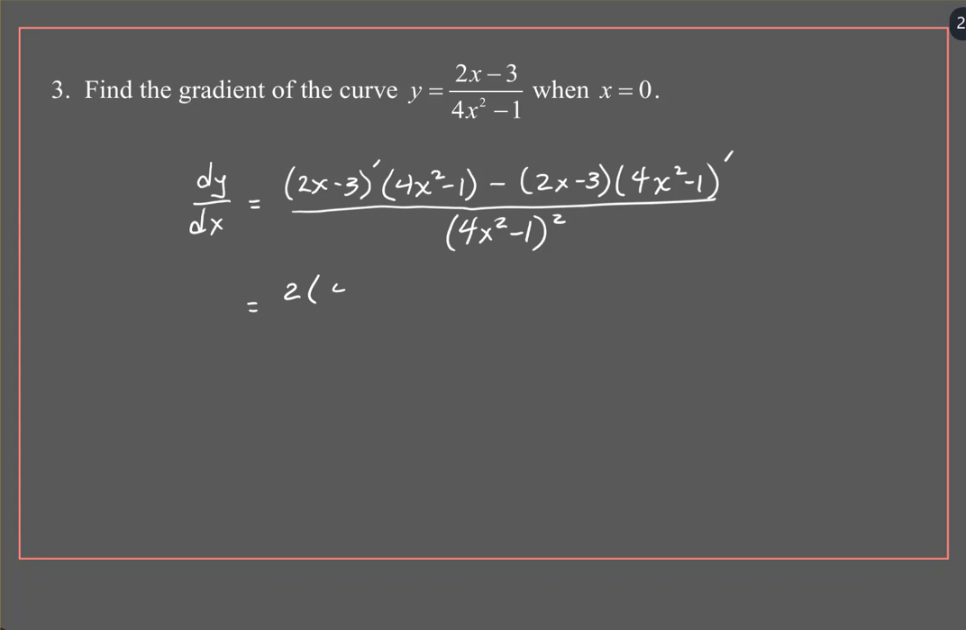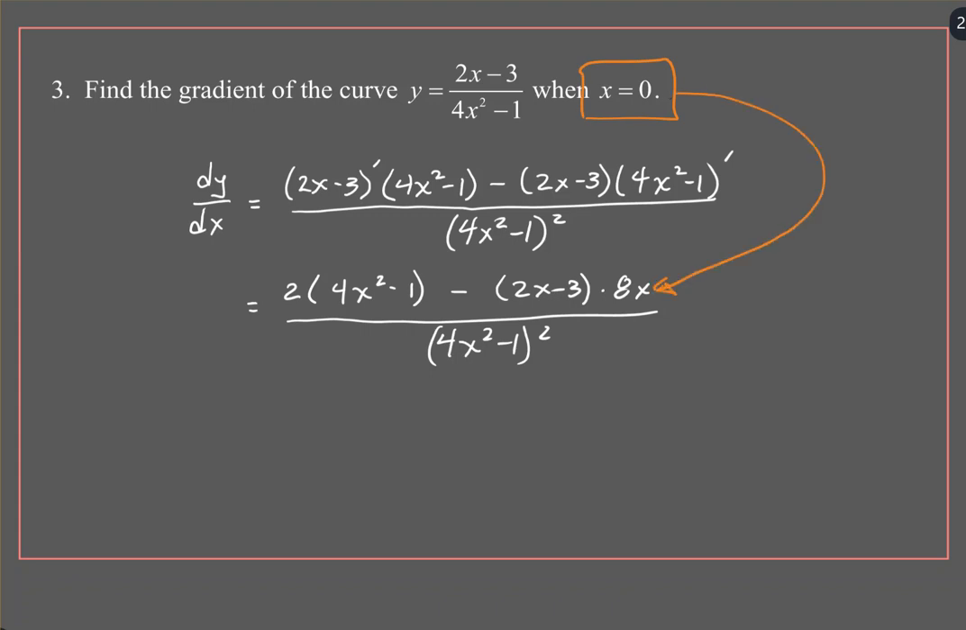So this is going to be 2 times 4x squared minus 1, minus 2x minus 3 times 8x, all over 4x squared minus 1 squared. Now again, I'm asked to find the value at x equals 0, so I'm not going to do anything with this derivative. I'm going to substitute right here, and when I do that, that's going to equal 2 times negative 1 minus 0, right? Because I'm going to have negative 3 times 0 all over negative 1 squared. And that's going to give me negative 2 as the value of the derivative.